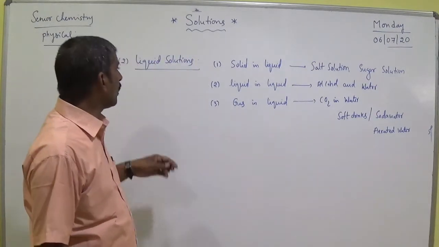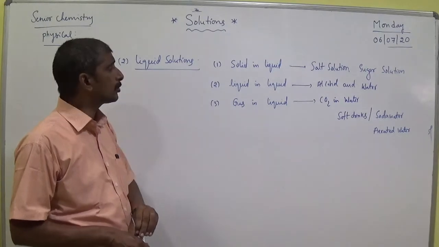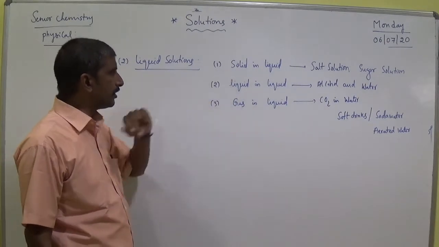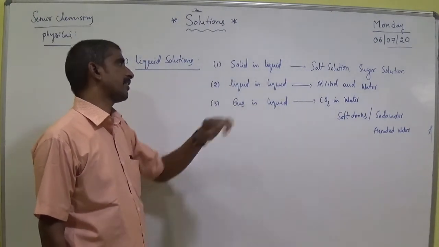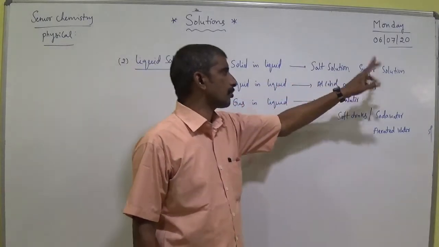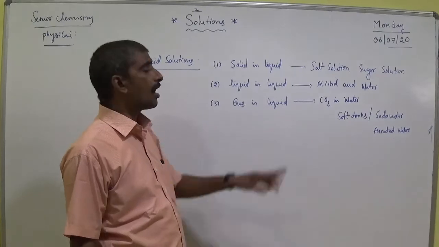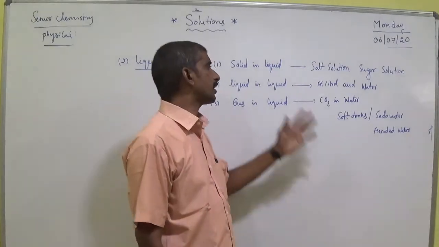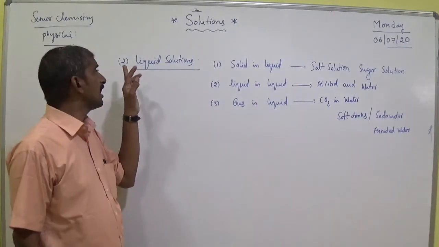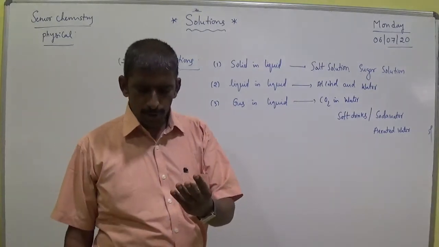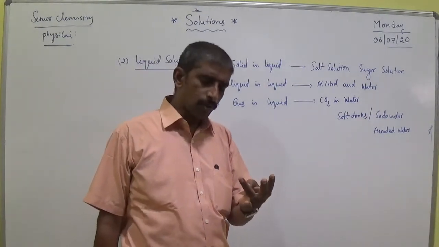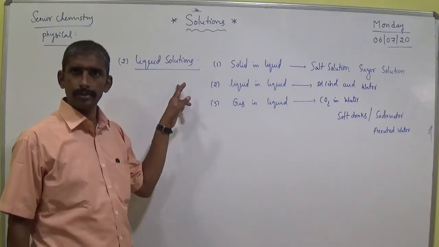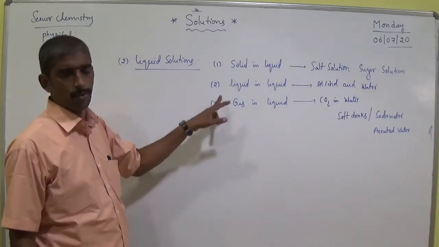Again, liquid solutions are further classified into how many types? Three types. What are they? Solid in liquid, liquid in liquid, gas in liquid. Solid in liquid: salt solution, sugar solution. Liquid in liquid: alcohol and water. Gas in liquid: CO2 in water. So these are the second classification, liquid solutions. Solid solutions are completed, liquid solutions are completed, and the last one is gaseous solutions. Write down all the points and observe them once.